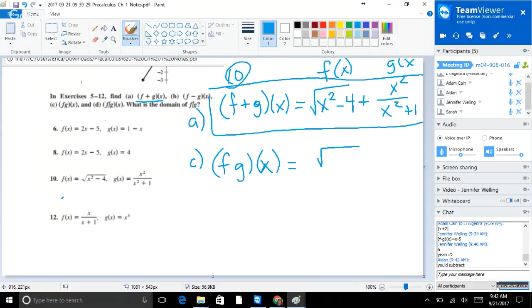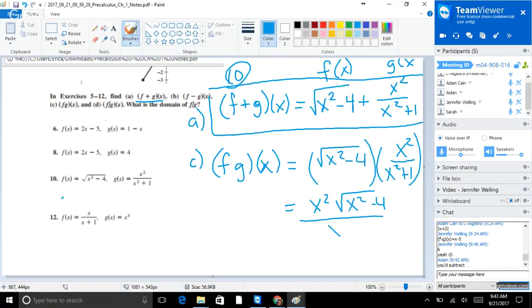So I have the square root of x squared minus 4 times x squared divided by x squared plus 1. So I can do a little simplifying there. I can just put everything in the numerator together. And then we have our nice pretty equation. It's complicated stuff, right? That's why they call it Precalc.